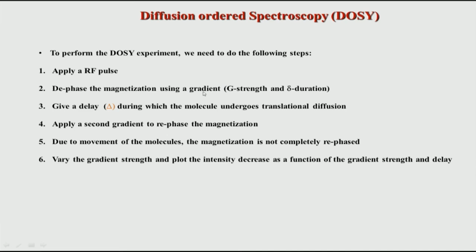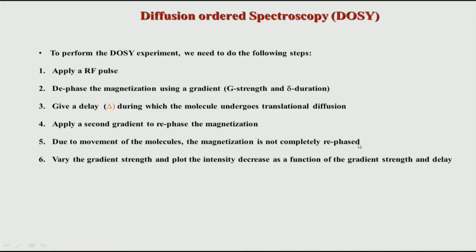Then after we apply the gradient, the spins have completely dephased, and then I give a delta delay, a simple delay where nothing goes on, the system is completely at idle. During that delay, the molecule undergoes translational diffusion movement. Then after this delay, we apply another gradient which is opposite to the first gradient, because we want to rephase the magnetization. Now, this rephasing will work 100% perfectly if there is no diffusion, but because of diffusion during this delay delta, the magnetization is not completely rephased.